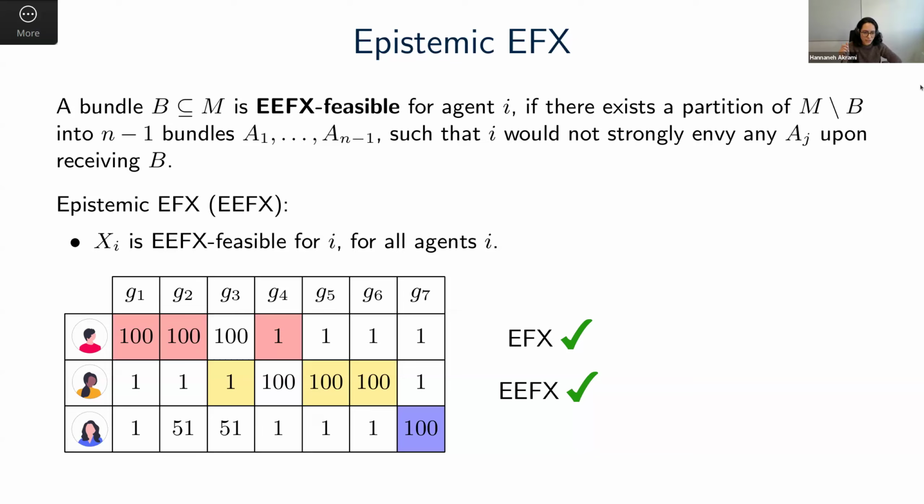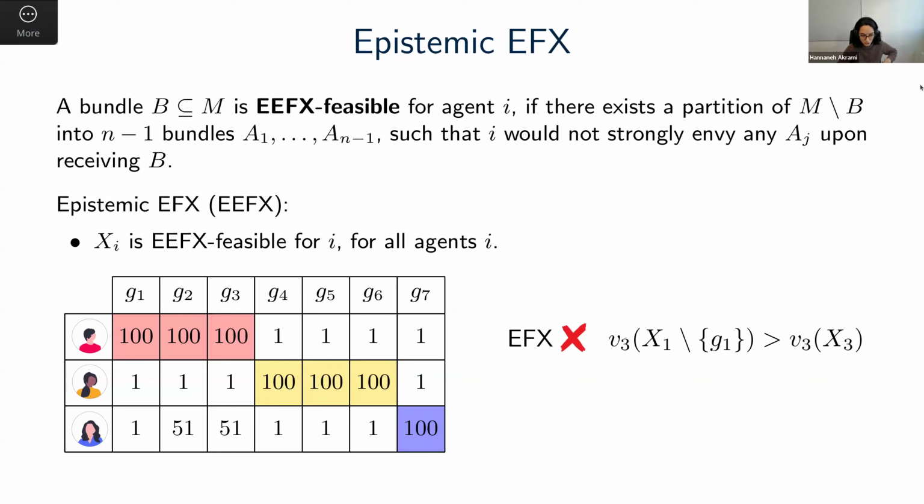Now let's look closely at G3 and G4. G3 is very valuable to agent 1, but is allocated to agent 2, and the other way around for G4. So both agent 1 and 2 would be willing to swap these 2 goods among themselves. Let's say we do this swap. Now all of a sudden the allocation stops being EFX, and it's not because of agent 1 and 2. They are still not envying anyone. It's because of agent 3.